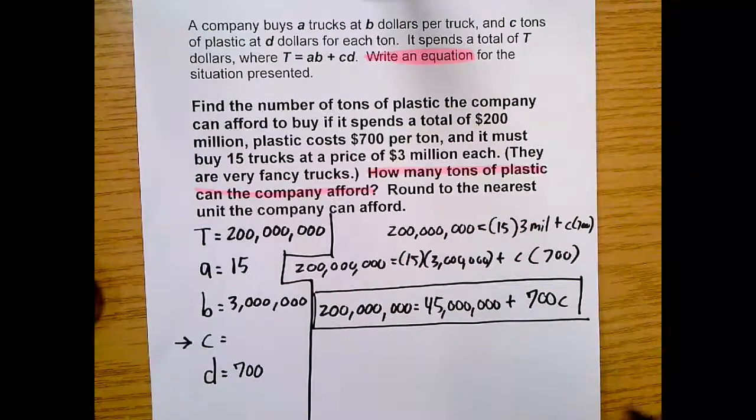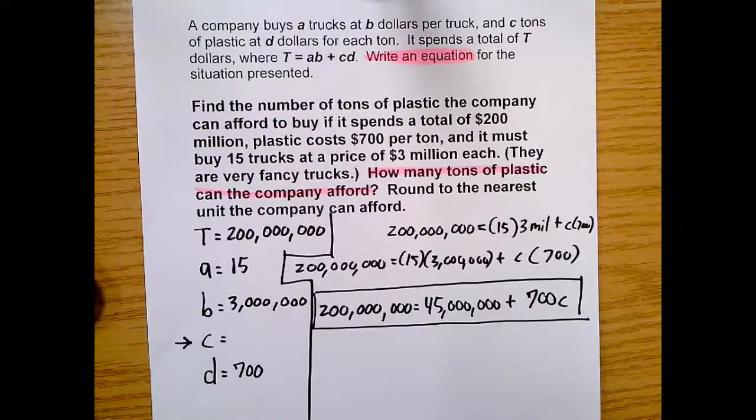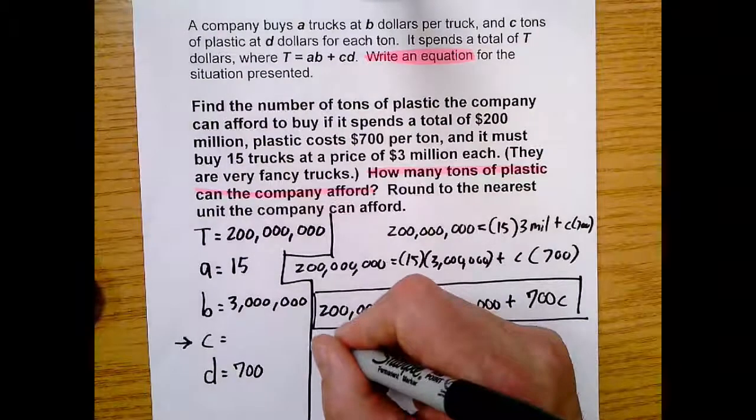And then the second part says, well, how many tons of plastic could the company afford? Okay, well, we can do that. We just need to balance this thing out. So we can subtract 45 million from both sides. And if you're not sure about that, I always encourage you guys to use that calculator. But if you can just do 200 minus 45, you would know it's 155. So that would leave 155 million.